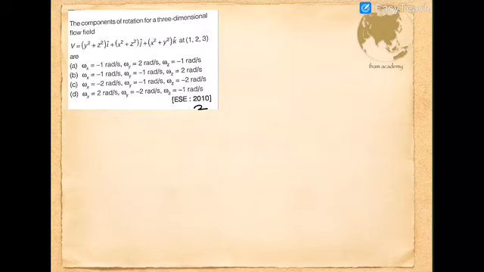The component of rotation for a three-dimensional flow field is given. So at the point 1, 2, 3 we have to find it out.